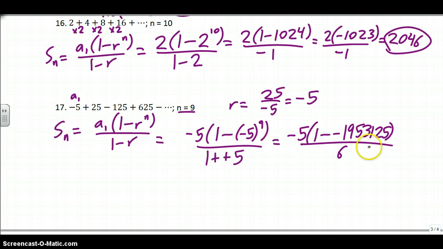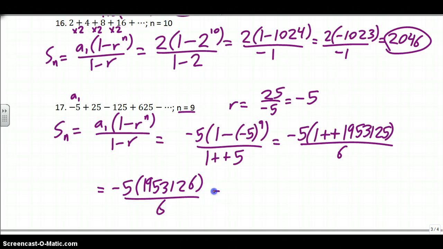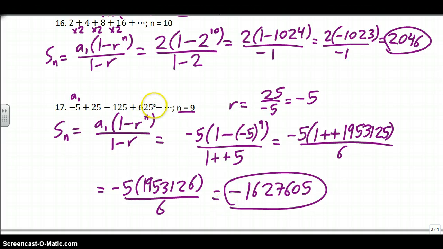over 6, right? Anyway, now you can go ahead and switch the signs, now that the exponent's gone. So this will be negative 5 times, let's see, 1953126 over 6. So take your number, multiply by negative 5, and divide by 6, and you get your sum. Negative 1,627,605, okay? Which should make sense. You keep adding and subtracting bigger and bigger numbers, right? So it should make sense.